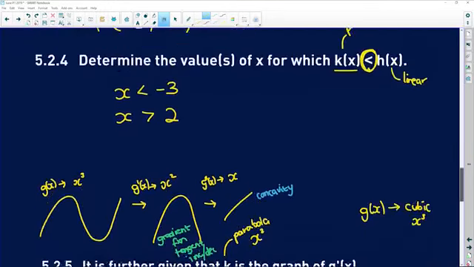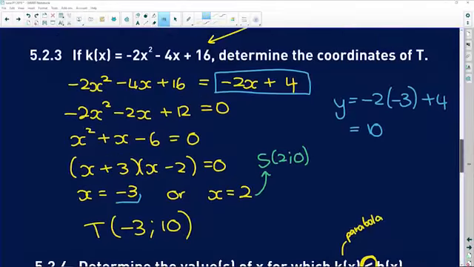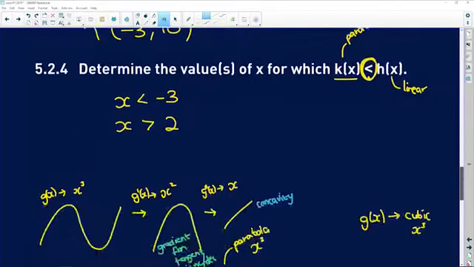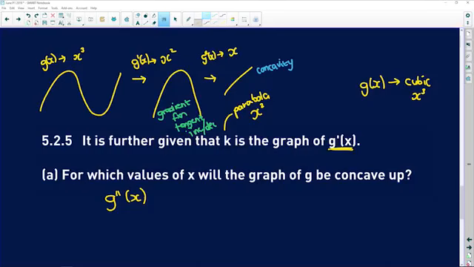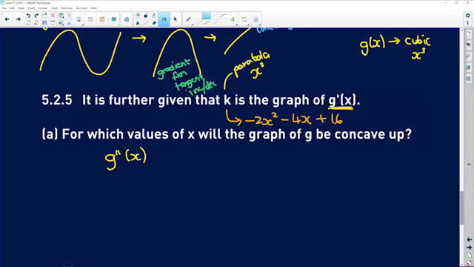So k was given to us as g prime of x, which is negative 2x squared minus 4x plus 16. Okay, so for g double prime of x, you simply differentiate this equation over here. So we're going to get negative 4x minus 4.